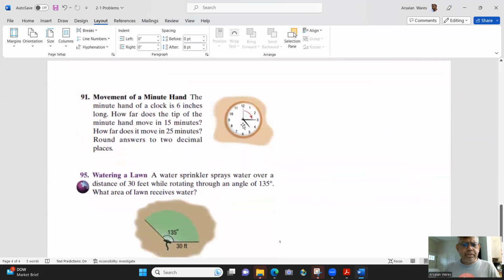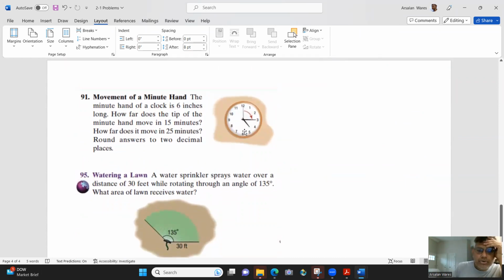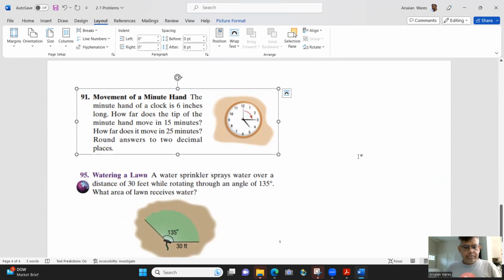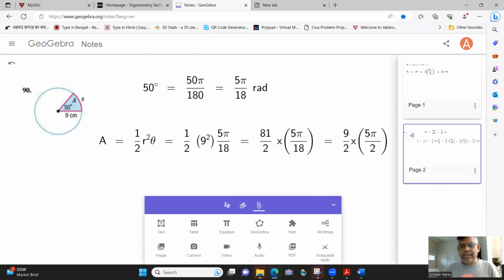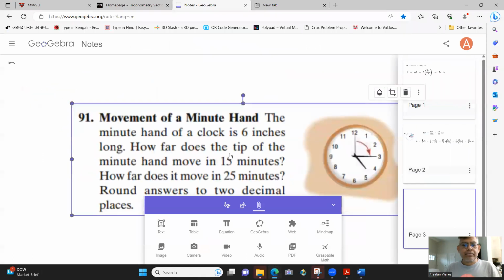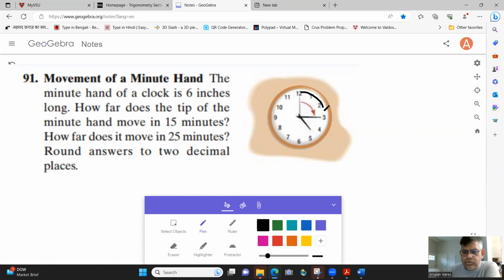Now let's try, well, here's what I'm thinking, guys. Let me try this problem. It shows you how to use some of these things in the real world, and that's not a bad thing to know. So, movement of a minute hand. The minute hand of a clock is 6 inches long. So the radius is 6 inches. You only care about the minute hand. How far does the tip of the minute hand move in 15 minutes? So it was here. How far does it move?